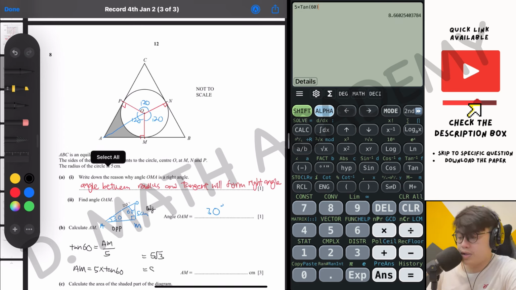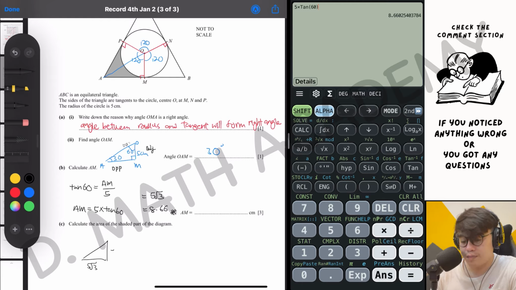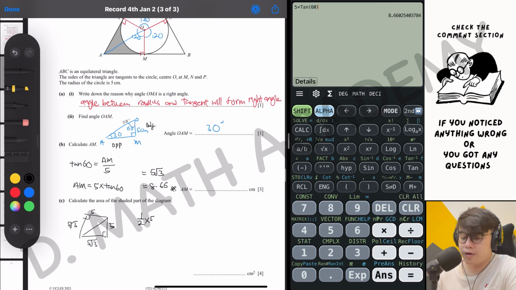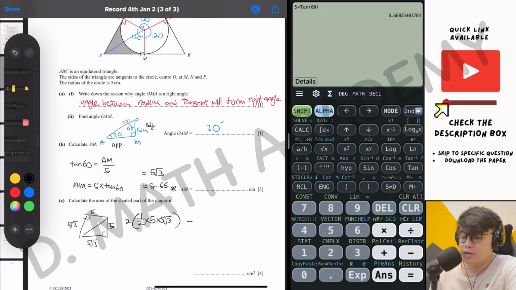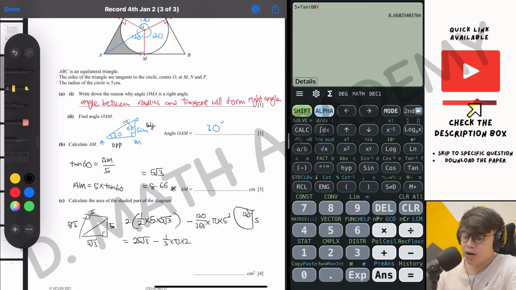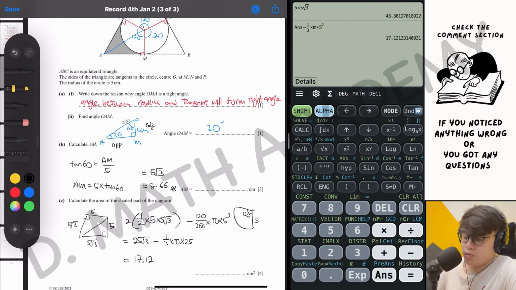So they wanted the shaded part of the area. So now that we have our 5 square root 3 and our 5 cm, because it's a right angle triangle, we can calculate the area by taking half times 5 times 5 square root 3, and there happens to be 2 of them. This will be the bigger one, and then minus off the sector of 120 degrees. So 120 over 360 times pi times 5 squared. So 25 square root 3 minus 1 over 3 times pi times 25. You will get your answer as about 17.12, or should I say 17.1, somewhere around there. That's how we calculate the part C here.